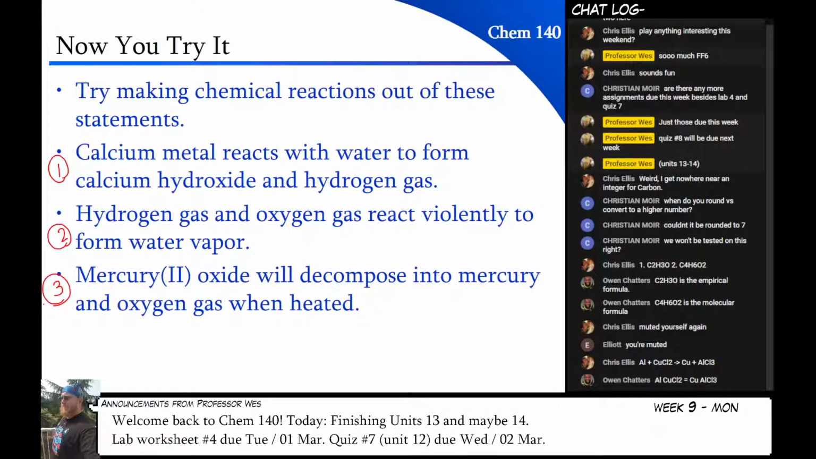If you can include phases, go ahead and try and do that. Notice that only the first reaction has water involved, so it's the only one that's going to have aqueous. But also notice that it says specifically reacts with water. So water will be a reactant in that one. Okay? Go ahead and try these. We'll go over the answers in about 5 minutes. Type your result in the chat once you got them.